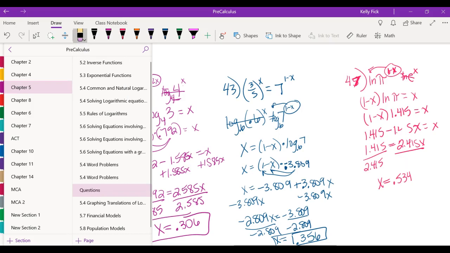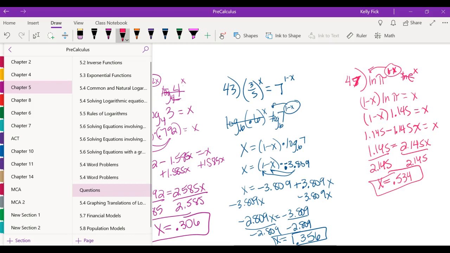So when I wrote this down, I messed this up. So it should have been 1.145. Sorry. This is why I need you guys in class to correct it before I get too far. So then 1.145 equals 2.145x, and then you would divide by 2.145. There we go. Sorry about that. So I switched the 4 and the 1 around. So I had to fix that before moving on. So that would be your answer, 47.